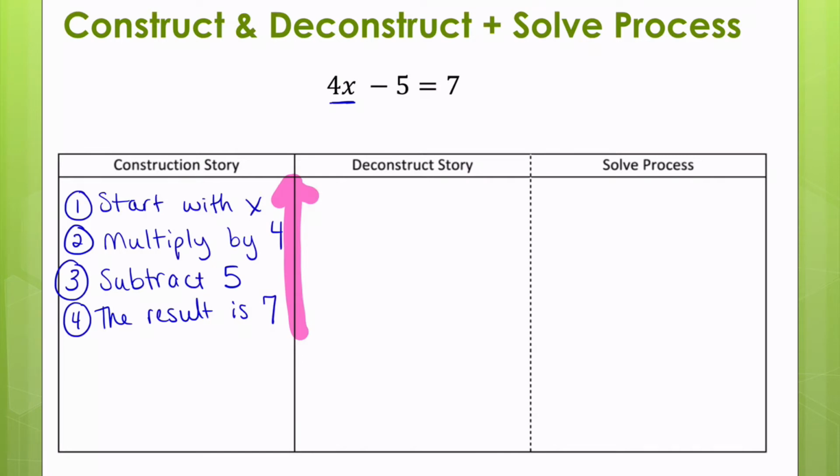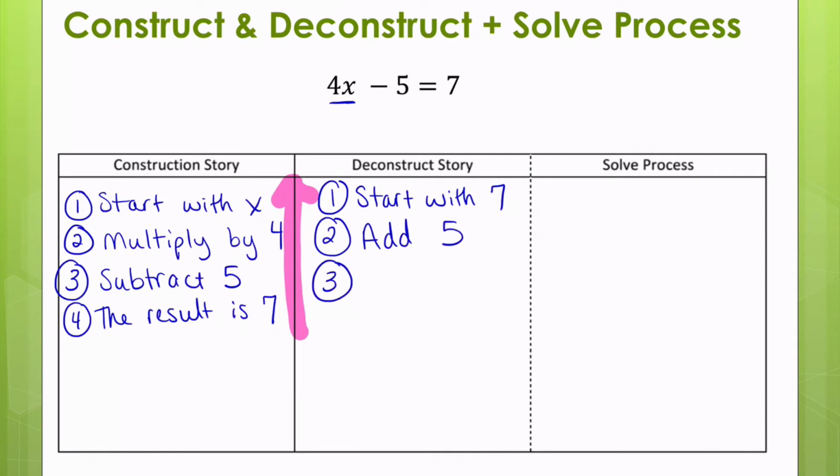In order to deconstruct this, I'm going to start with my number 4, which will now become number 1. I'm going to start with 7. Step 2 is I'm going to, instead of subtracting, add 5. Remember, I need to do the inverse. Step 3 is I'm going to divide by 4. And step 4 is going to be the result, which is x.